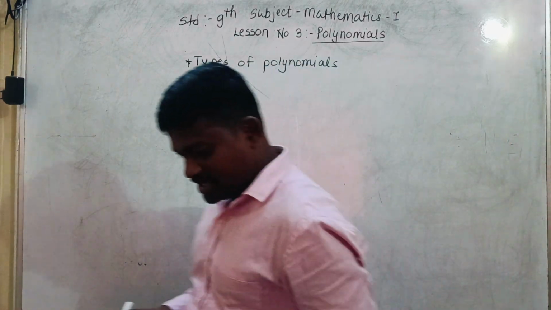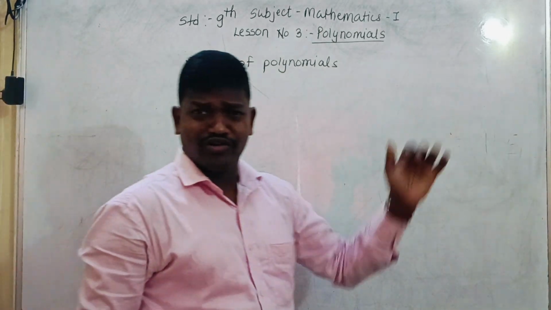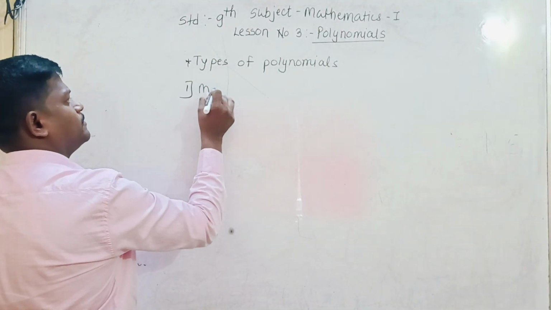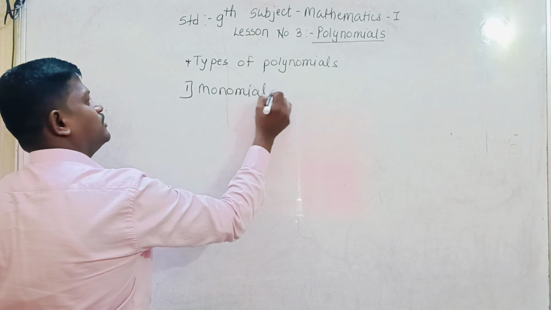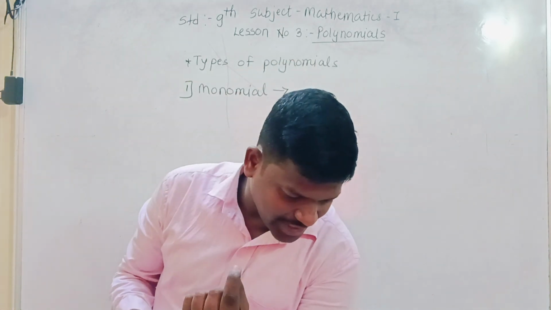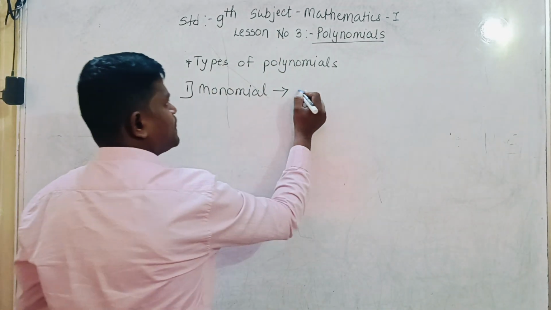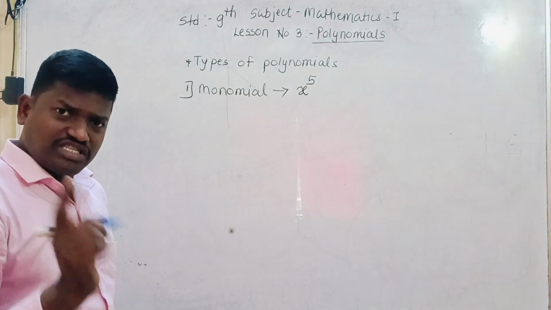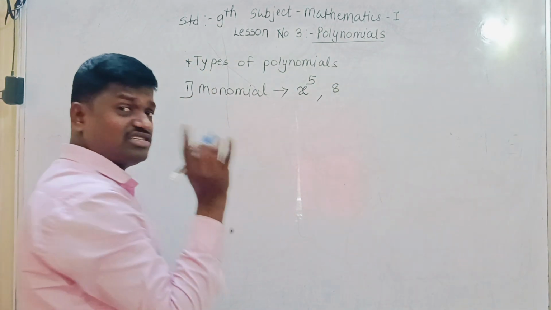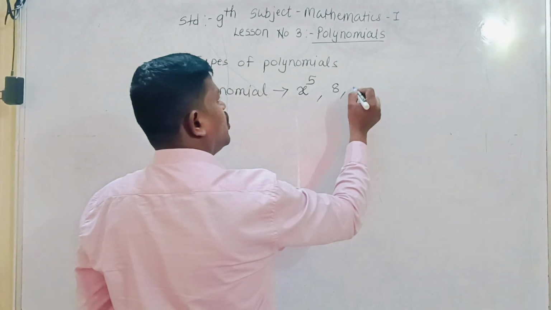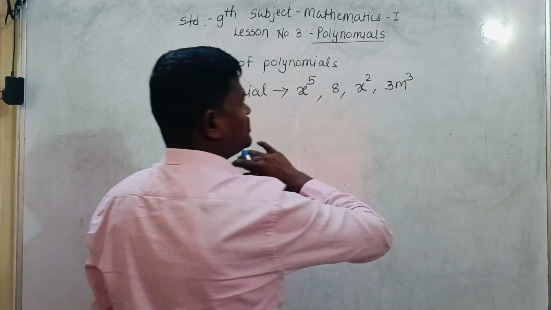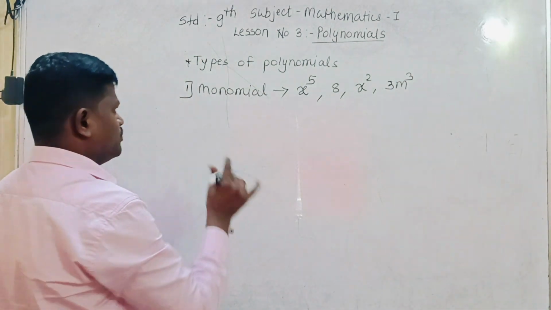See, the next topic is types of polynomials. Number 1, monomial. A monomial consists of only one term, one algebraic expression. Suppose I write this. So this is our monomial. I write this number, this is also a monomial. Or x square, 3m cube. These are all monomials.